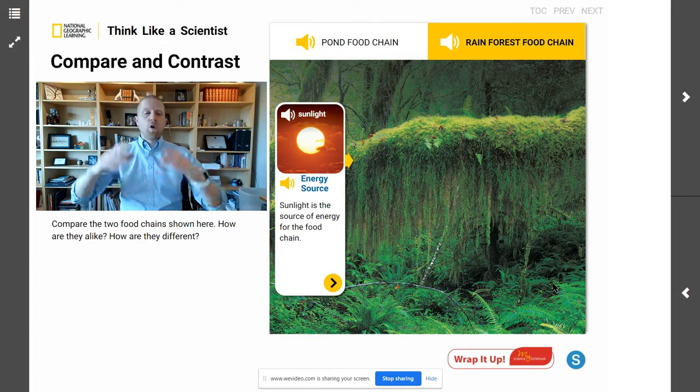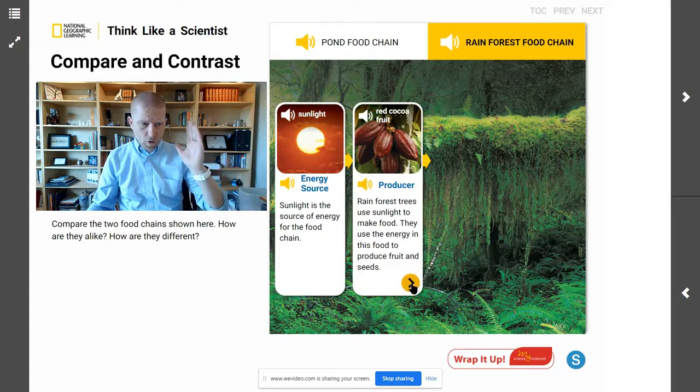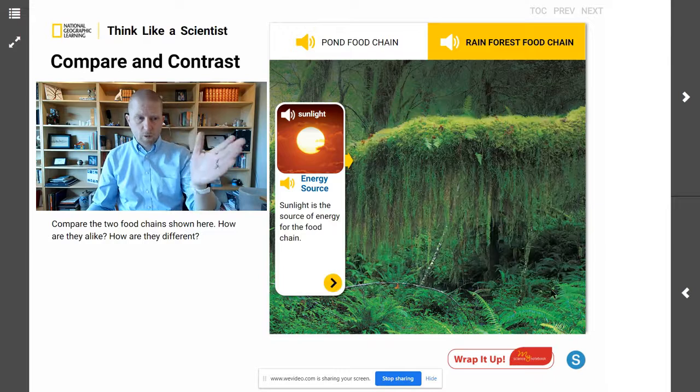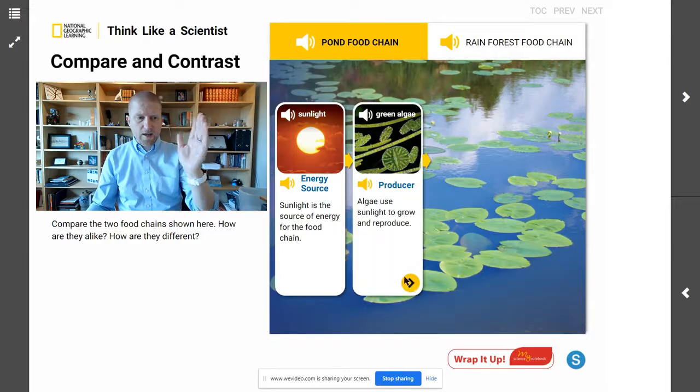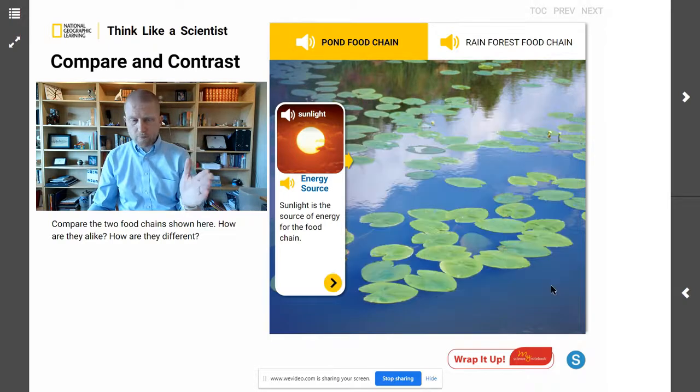All right, so what you are doing today is finding that original source of energy for both the rainforest and the pond. What is the original source of energy for the rainforest and the pond? It's the same. Okay, and you are going to be able to look through this food chain we have right here. So sunlight, plant, consumer, consumer. In the pond, sunlight, algae, which is the producer, consumer, consumer.